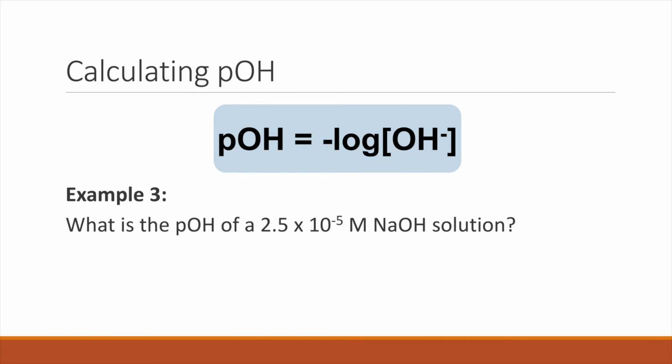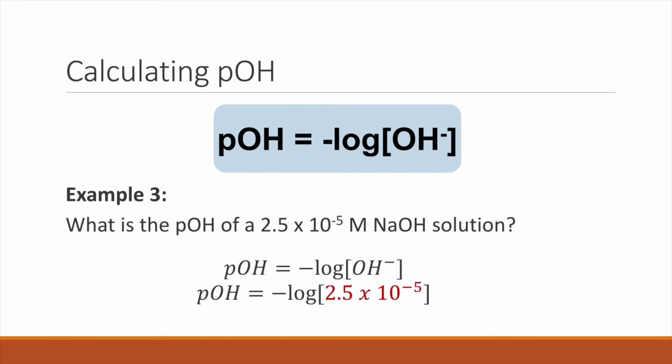The pOH is going to be the negative log of now the hydroxide instead of that H plus or hydronium. So in the example, it says, what is the pOH of a 2.5 times 10 to the negative fifth molar NaOH solution? Now, NaOH is a base. It produces OH minus when it dissociates, and it's a strong base, so it dissociates completely. So I can say that that concentration of NaOH is my concentration of OH minus. So I'll take the negative log of that, and my calculator will give me 4.6.